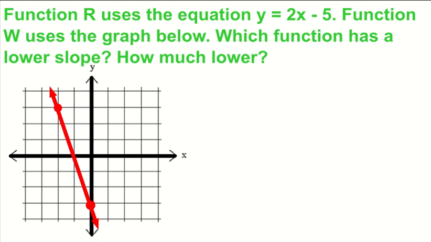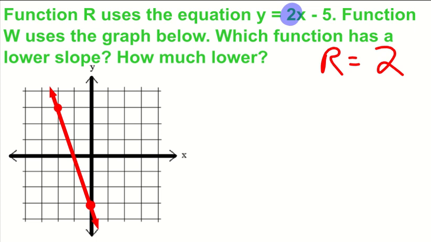So we've got to find the slope. Let's start with the equation. What's the slope for the equation? 2. Slope's the coefficient. That's a slope of 2, okay? So I'm even going to go ahead and write R equals 2.